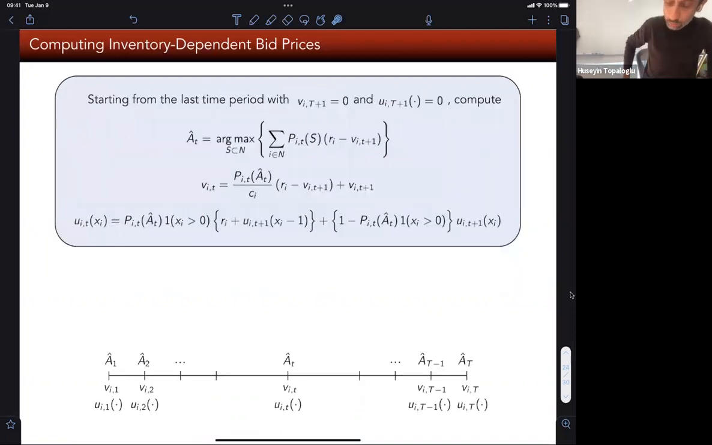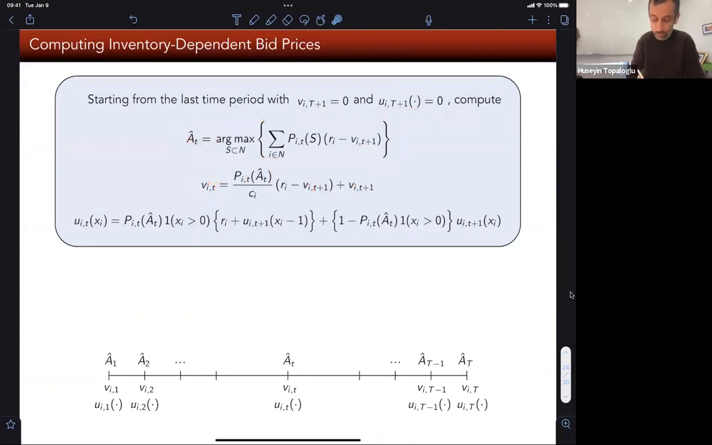We're again going to walk backwards over time. After the last time period, all the time-dependent bid prices are 0. After the last time period, all the capacity-dependent bid prices are 0. Then starting at the last time period, time period capital T, this is 0. So I can solve this problem to compute my ideal assortment. After the last time period, these are all 0. I know my ideal assortment at the last time period. I can compute my time-dependent bid price at the last time period.